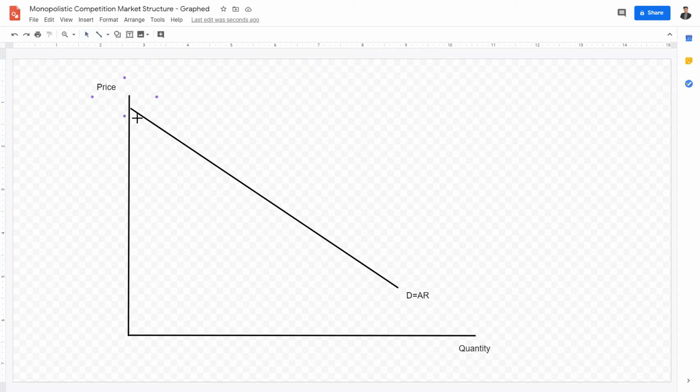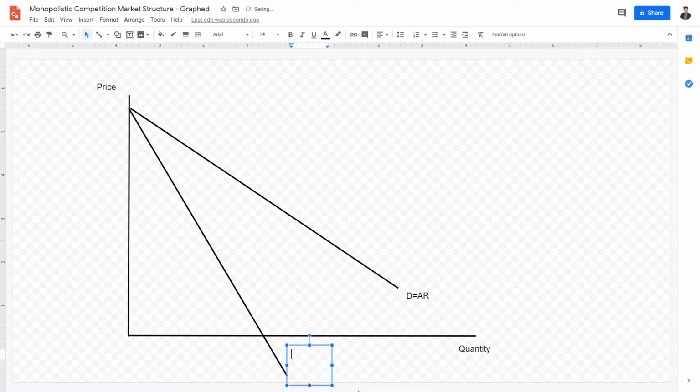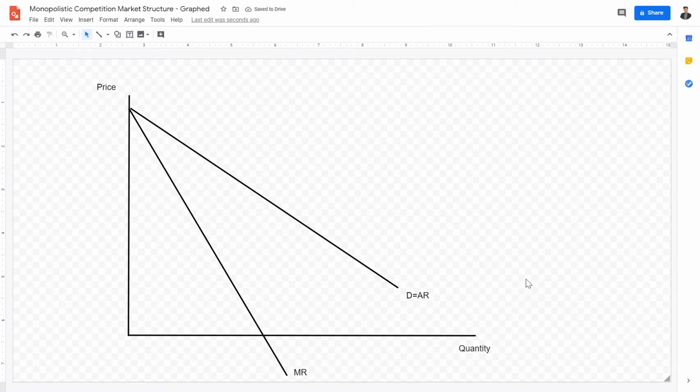Our next curve we want to draw is the marginal revenue curve, and the marginal revenue curve can indeed go negative. The marginal revenue curve is twice as steep as the average revenue curve. So we're going to draw that. Here's the marginal revenue curve. The MR curve is twice as steep as the average revenue curve. Of course, these things we have already reviewed in our last unit. If you do not understand, please go back and review how to graph these.